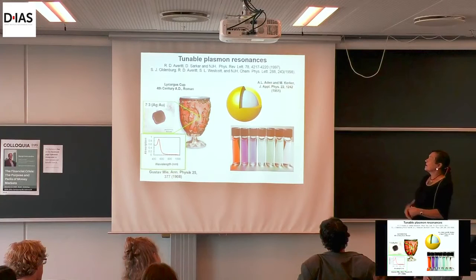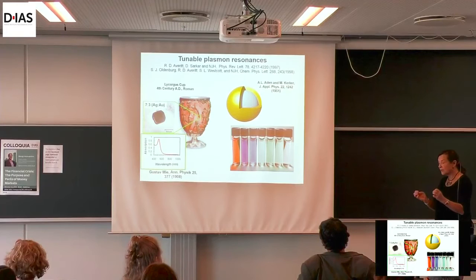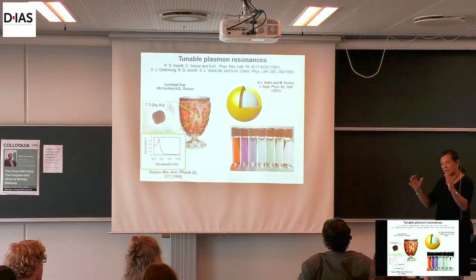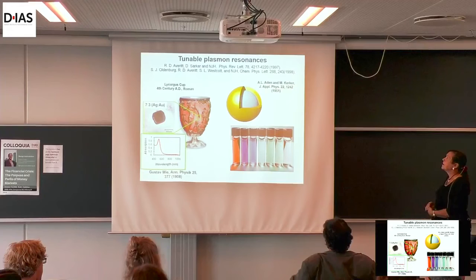And so we figured out a way to make shell nanoparticles, in which case you now can tune the shape of the metal. When you change the shape of the metal, you change its color. So in this case, we change it in a very symmetric way. We can tune the thickness of the gold shell on a nanoparticle, and then we can tune its color.